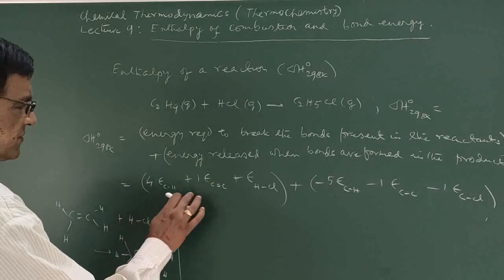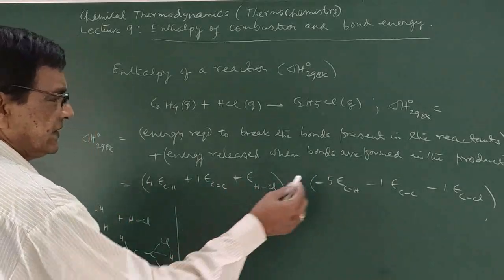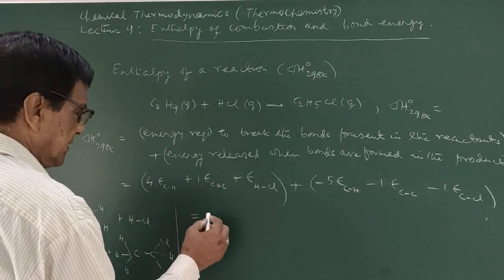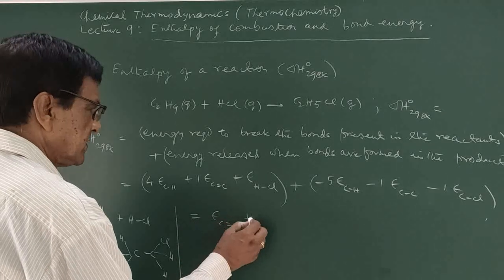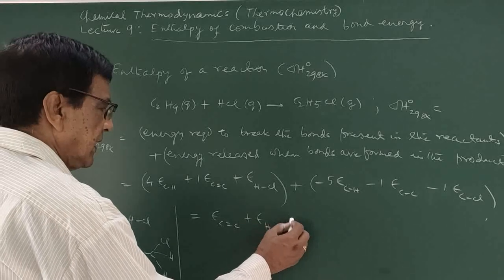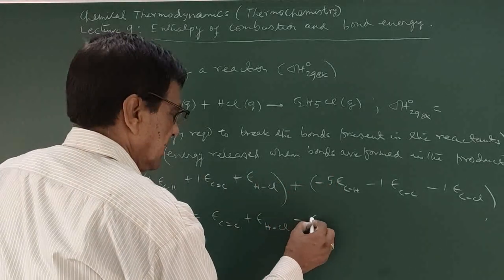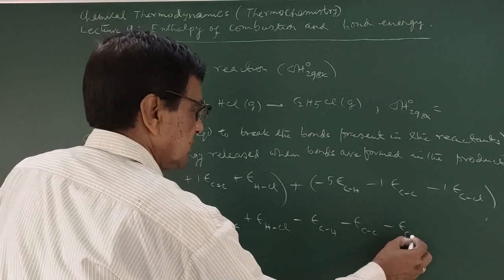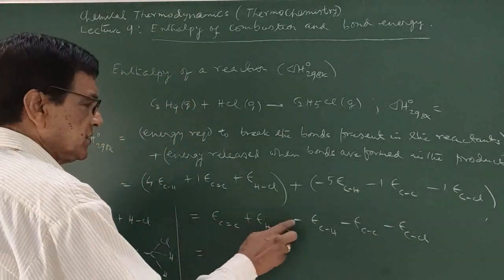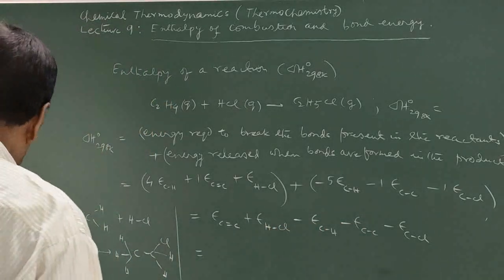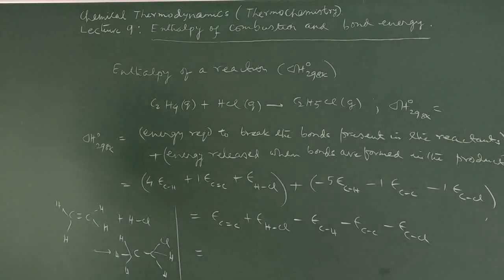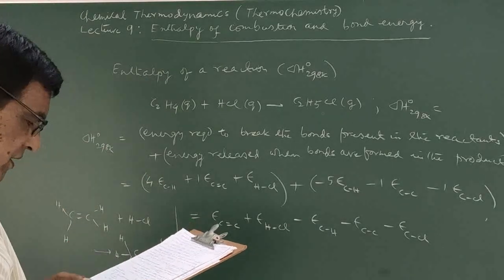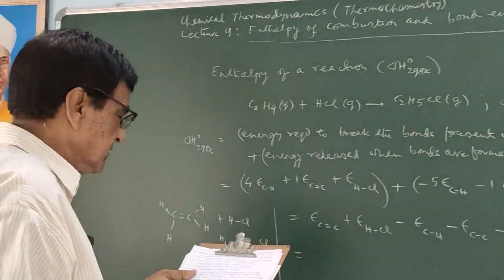If we put these values, let us simplify. These are negative, means energy released. These are positive, means energy is required. If we simplify, then it is epsilon C double bond C plus epsilon HCl, minus 1 epsilon C-H, minus epsilon CC, and minus epsilon CCl. So if we know these values from a table, then it is possible to determine the standard enthalpy change of this reaction, and the values are given here.